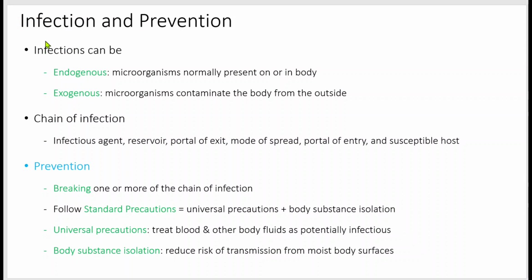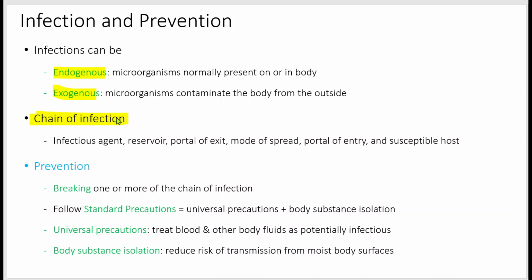So now we're talking about infection and prevention of the infection. Infections can be either endogenous or exogenous. From the name, endogenous are the microorganisms that are usually in the body, and exogenous is something that contaminates the body from outside. So we have the chain of infection, which is how the infection goes from one person to another, the cycle that continues the spread of the virus.